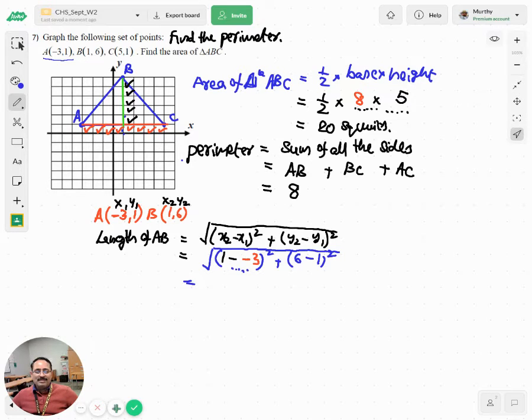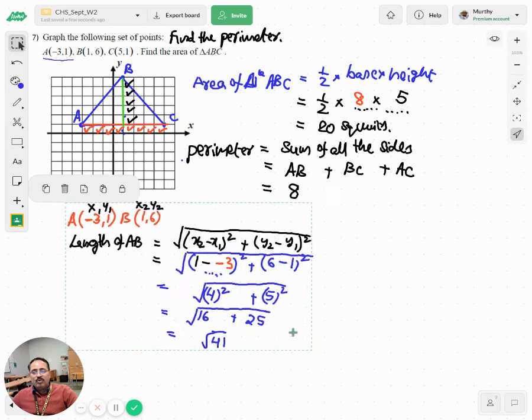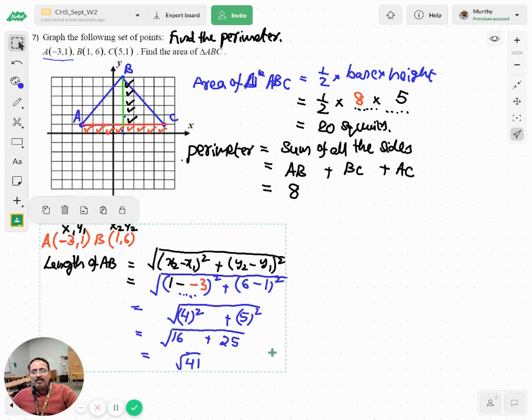So, negative of negative gives you positive. So 1 plus 3, which is 4 square. You can use a calculator. 6 minus 1, that is 5 square. So 4 square gives me 16, 5 square is 25. You add them, you get square root of 41. Some may prefer to convert this into decimals. It's up to you whether to convert into decimals or leave it in square root format. Just let me move this a little bit here.